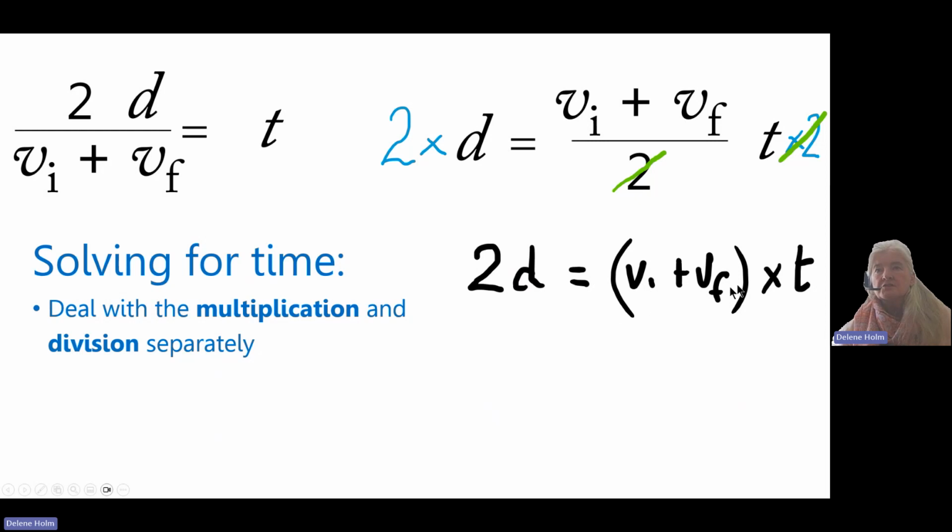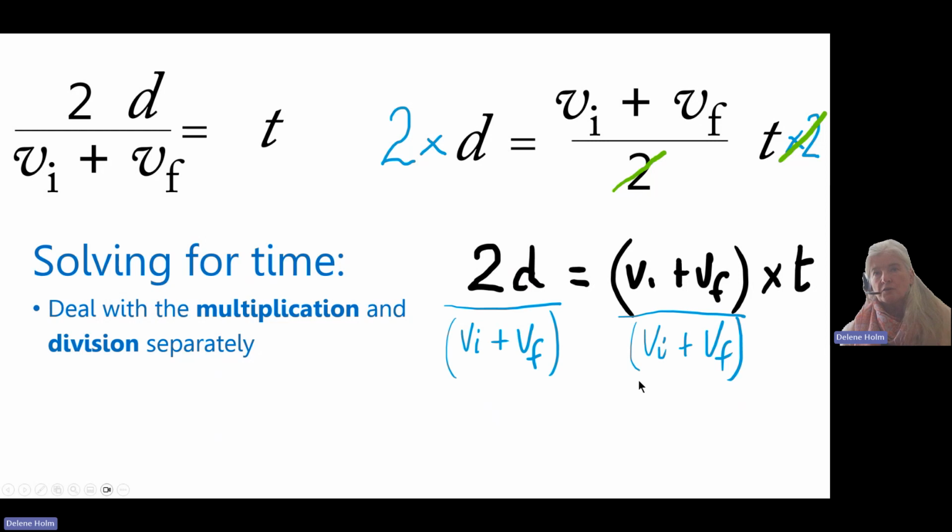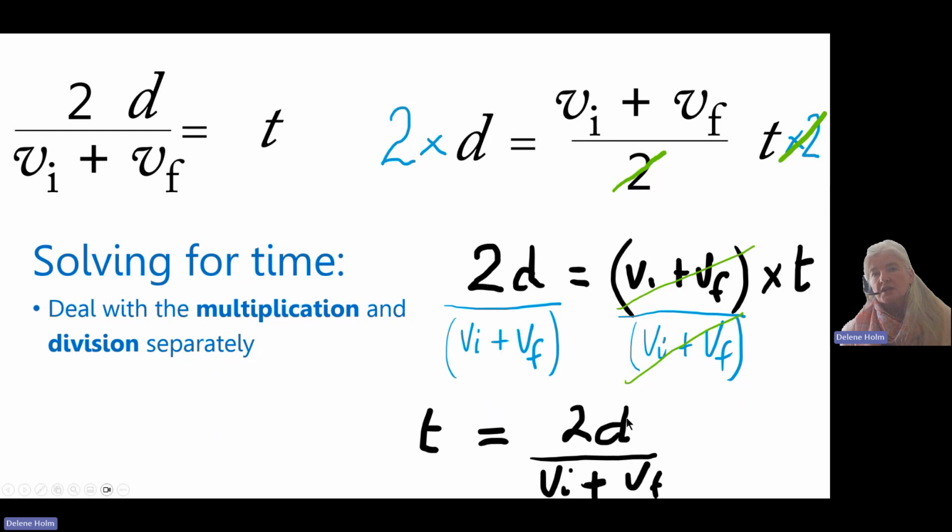So to get rid of this term on the right-hand side, I divide both sides by that term. So these on the right-hand side will cancel out, leaving me with t is equal to 2d all divided by Vi plus Vf. And again, you work out this term first. So like 2 plus 3 is 5. So it's 2d divided by 5. Don't try and say 2d divided by Vi plus 2d divided by Vf because you're going to go wrong.